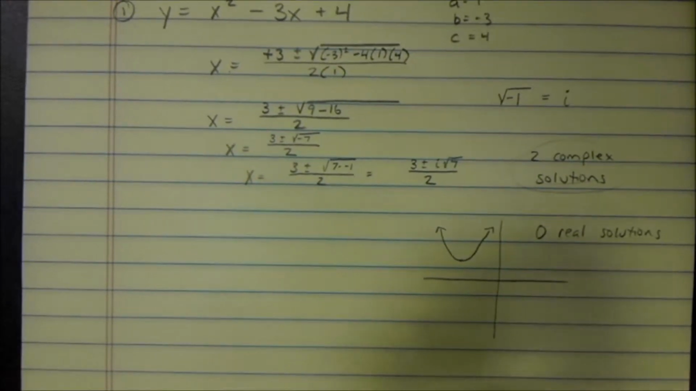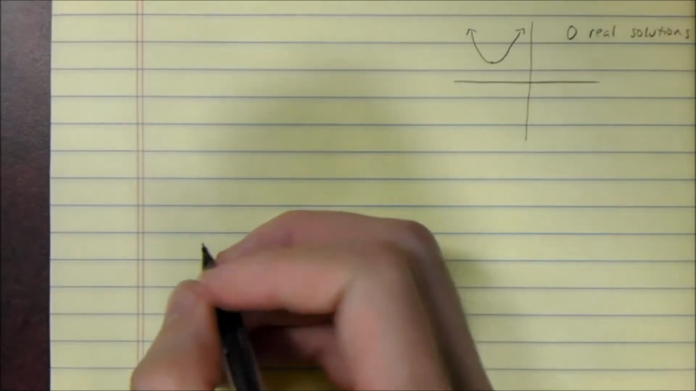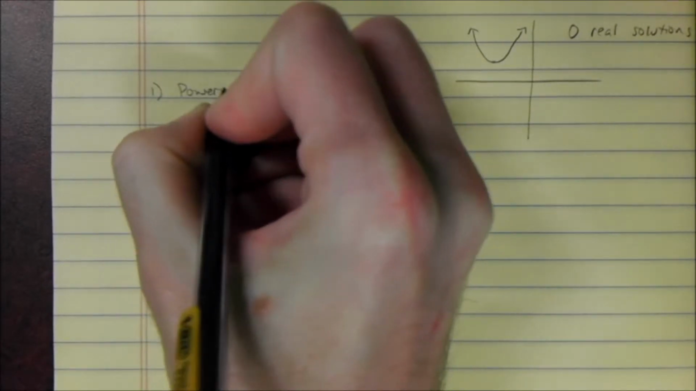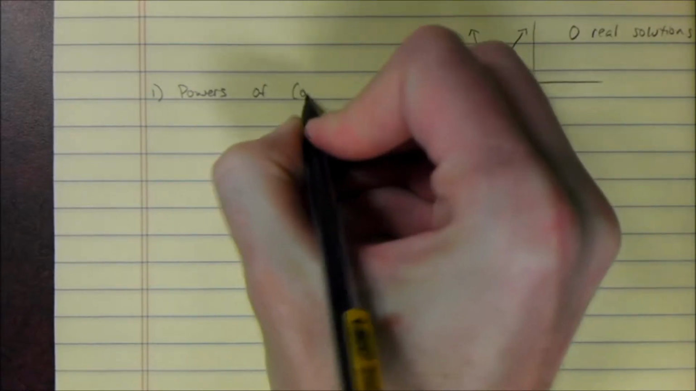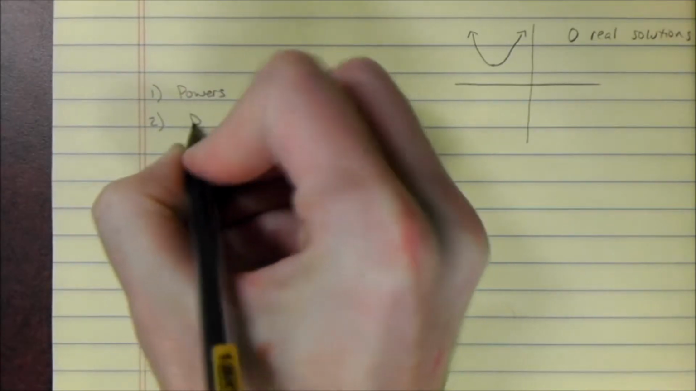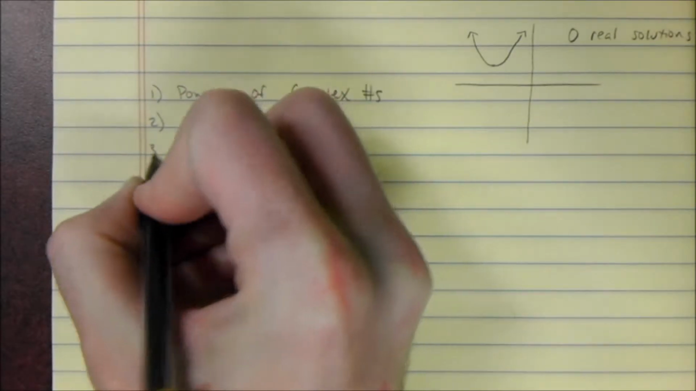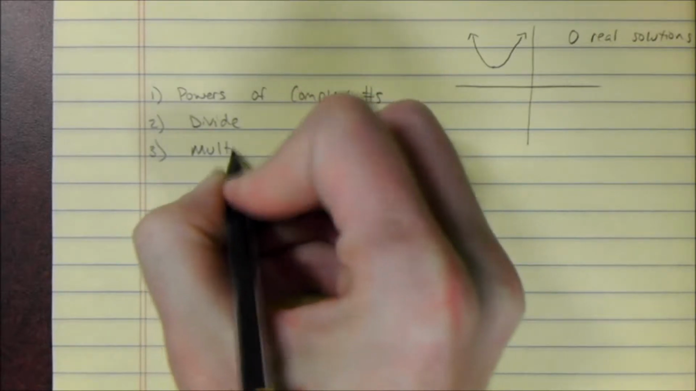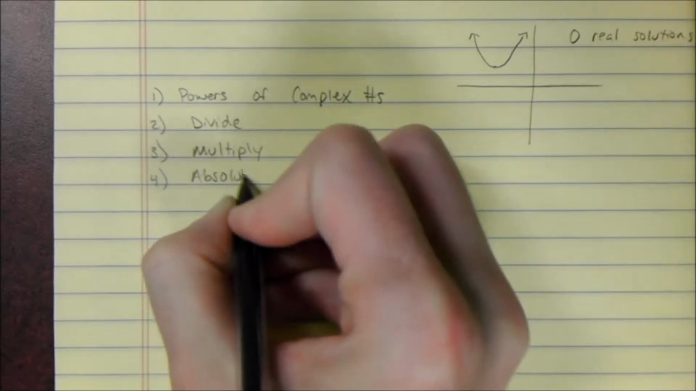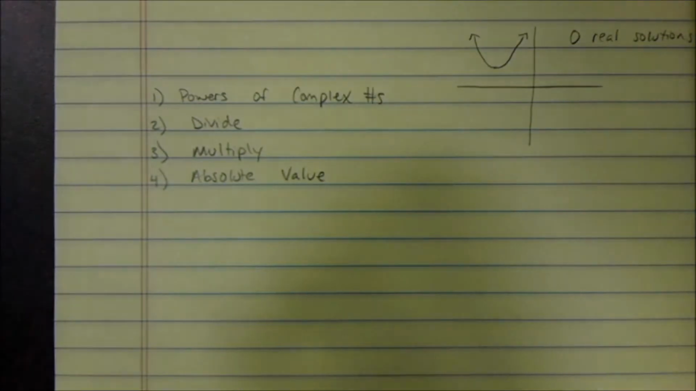So complex numbers have a couple really cool patterns that come up with them. And there's really about 4 different types of problems that you'll see. So one of them that we can do is we can look at powers of complex numbers. We can divide them. We can multiply them. And we can take the absolute value of them. So I'm going to do a couple examples of each of these types of problems, things that we can do with complex numbers, and then we'll go from there.